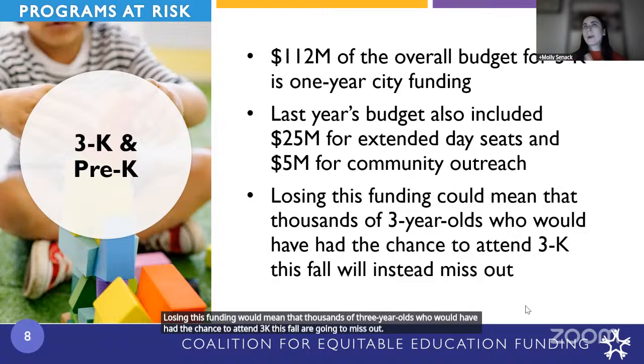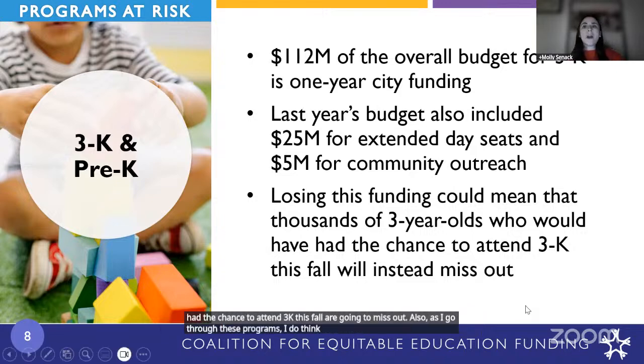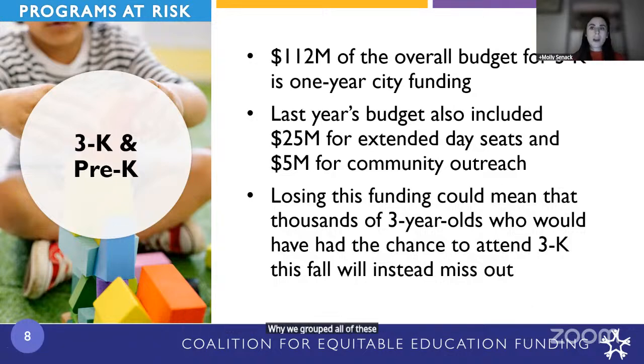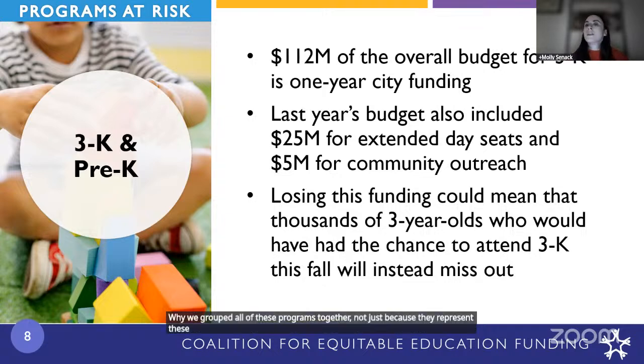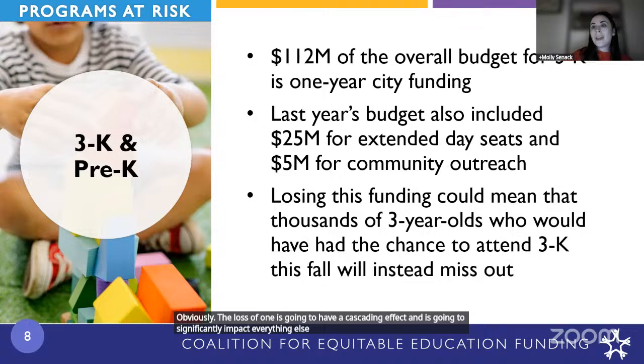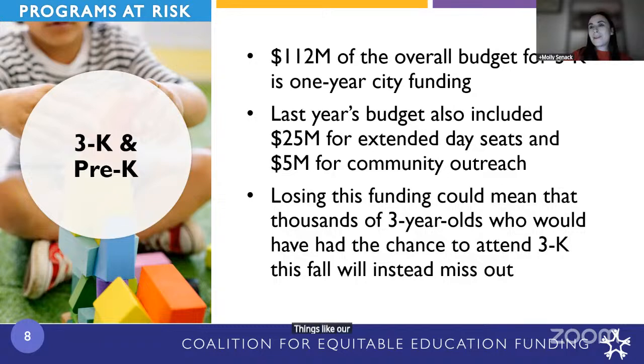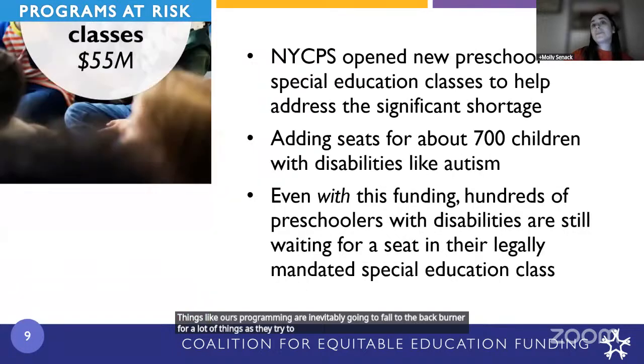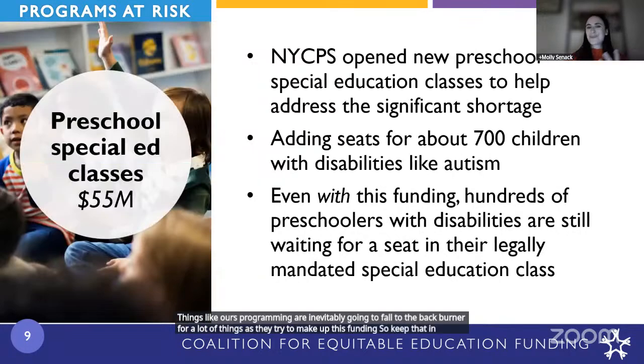Also, as I go through these programs, I think it's really important to note why we grouped all of these programs together, not just because they represent these dollars that are at risk of being eliminated, but because they are all tied together. Obviously, the loss of one is going to have a cascading effect and is going to significantly impact everything else. When we talk about losing 3K and pre-K and having to try to fill the gap elsewhere, things like arts programming are inevitably going to fall to the back burner for a lot of things as they try to make up this funding. So keep that in mind as we go through all of these.